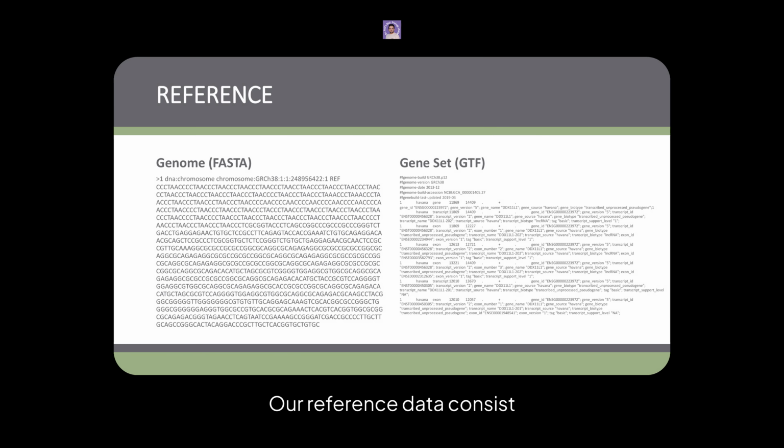Our reference data consist of two key files. The FASTA file stores the genome sequence, while the GTF file describes gene models, including exons and transcripts. Together, these files guide the aligner in placing reads correctly and later enable accurate gene-level quantification.